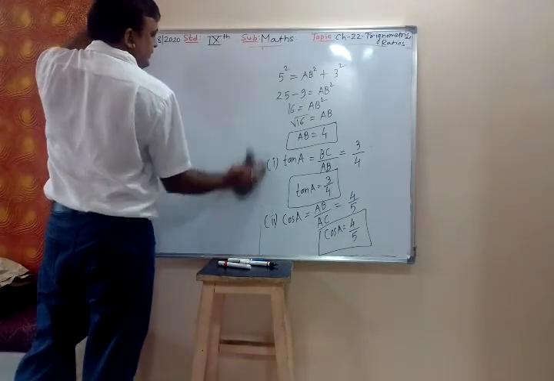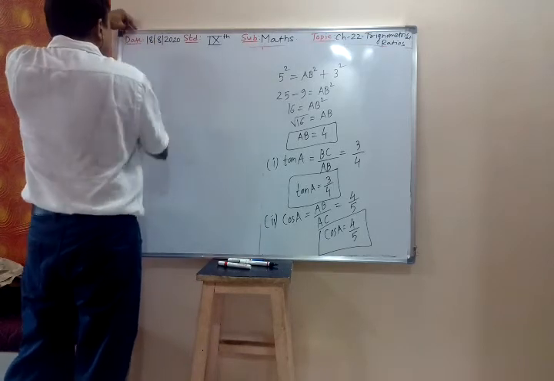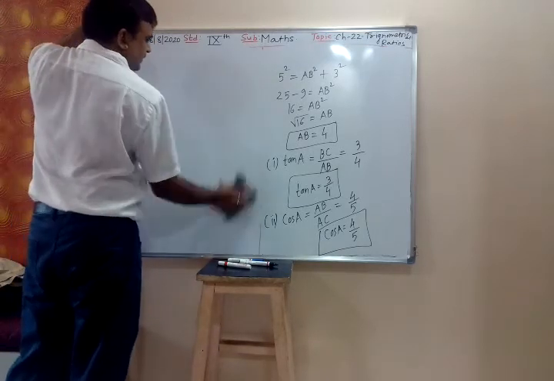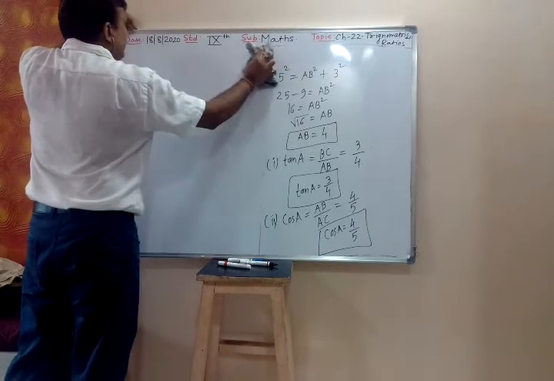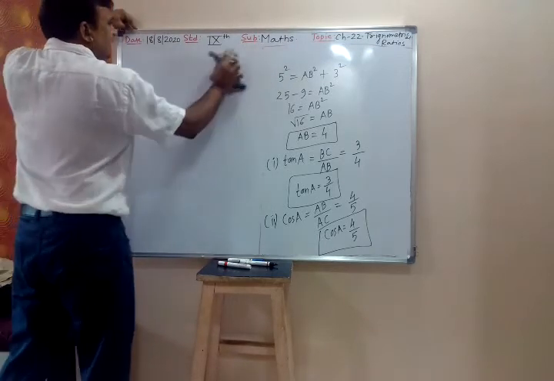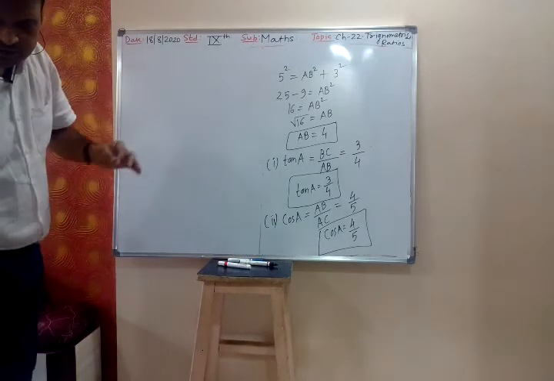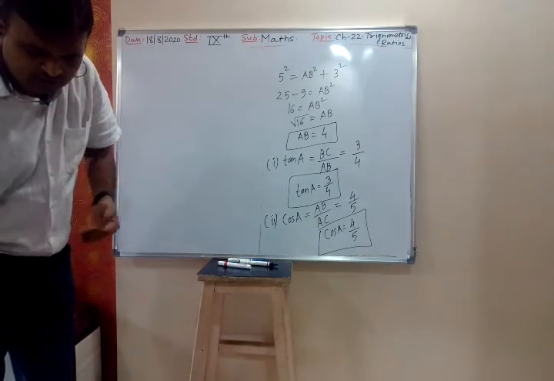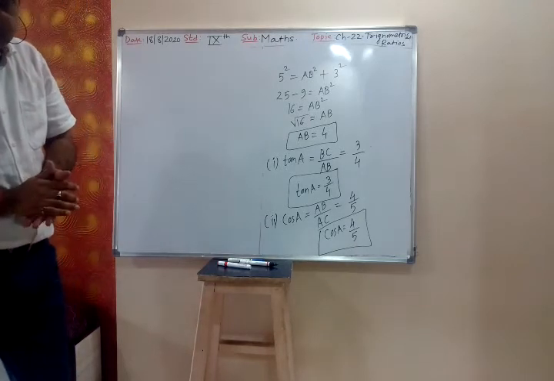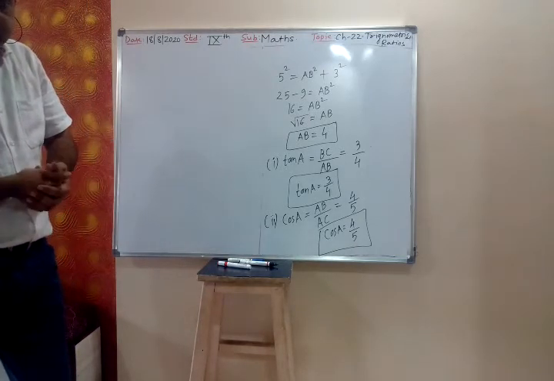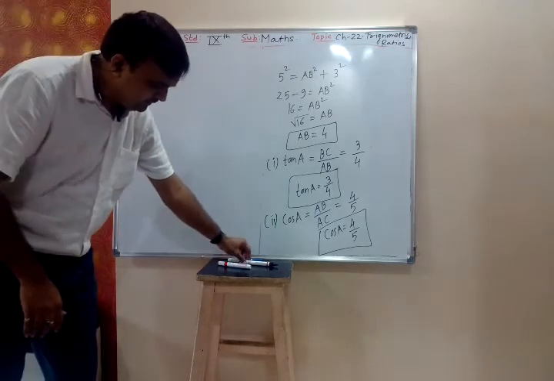Whenever a decimal comes, you are scared. Why are you scared? See, 0.6 you will write as 6/10, that will be 3/5. Find all trigonometric ratios means you have to find sin A, cos A, tan A, then sec A, cosec A, then cot A. You can find all.